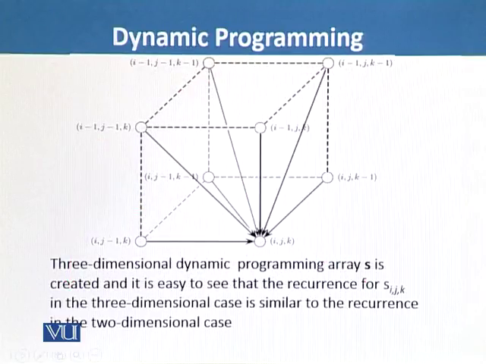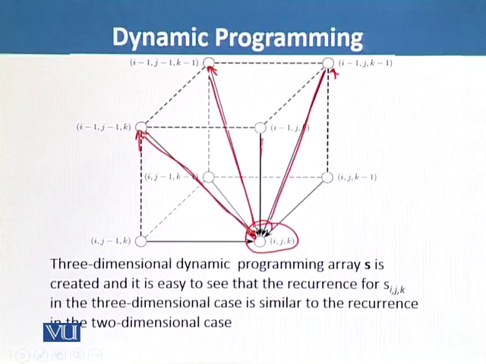So this is the three-dimensional edit graph, and we can see here this is a point which is I, J and K, and we can see that from any of the vertices we can go to the main vertex I, J, K. So we can see all the lines merging at this vertex I, J, K.